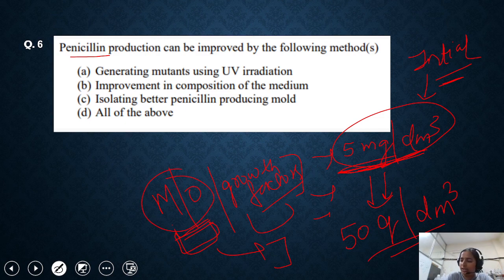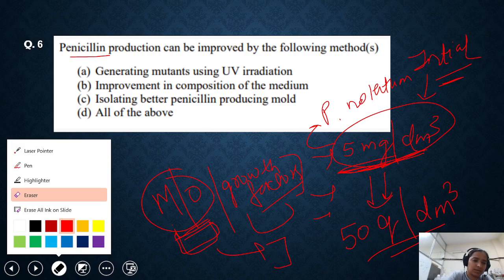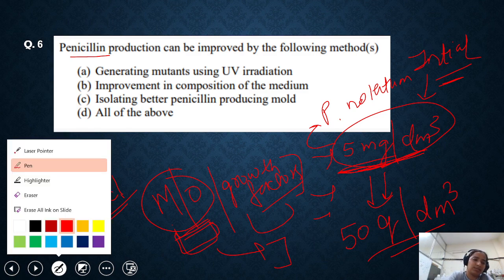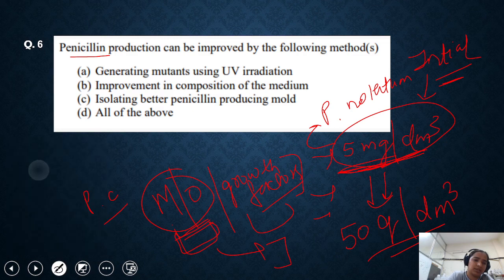Okay. Initially Penicillium notatum was used. But now which microorganism is used? Now you will use different varieties of this Penicillium, sorry, I'm forgetting that name, but different species of Penicillium are used. Penicillium chrysogenum, ma'am. Yeah, correct. Penicillium chrysogenum, that is used nowadays.